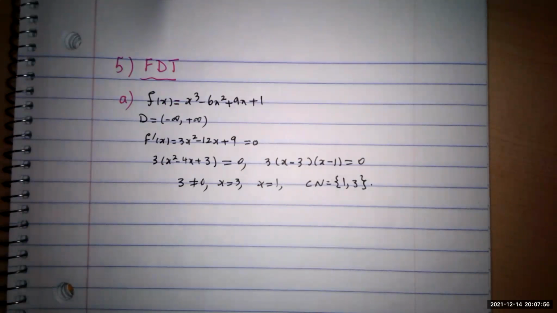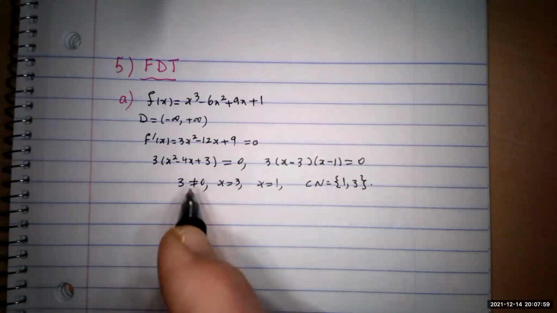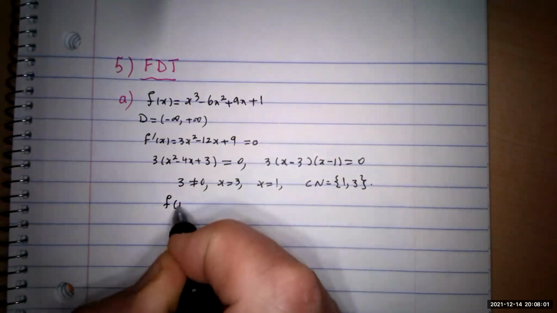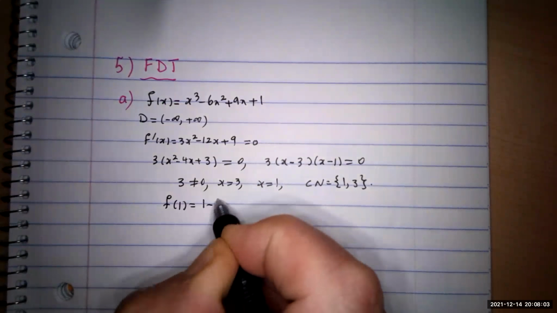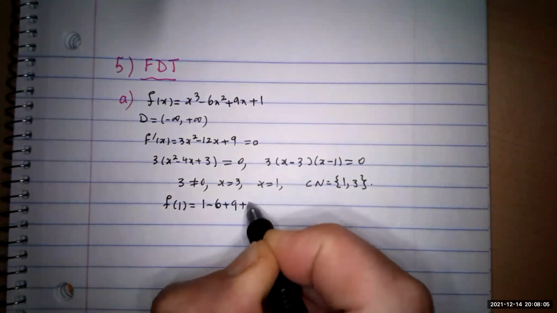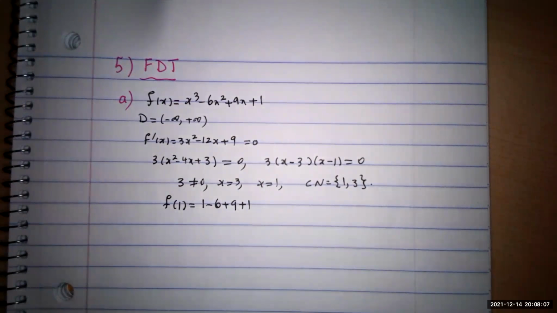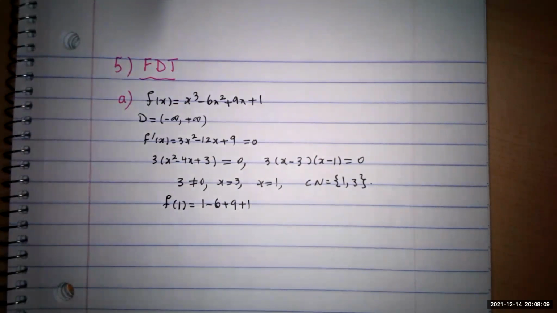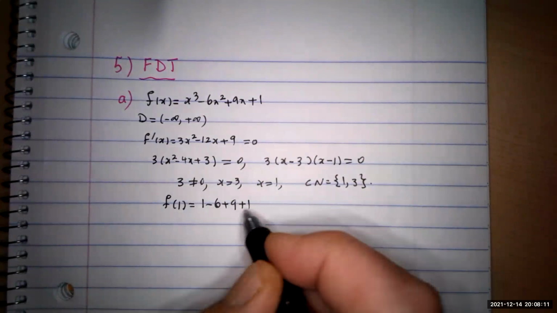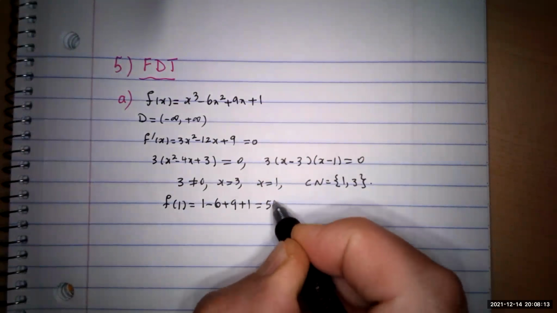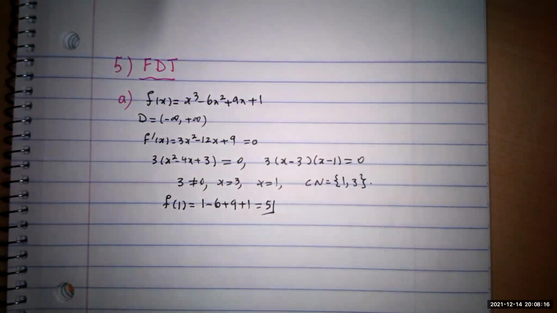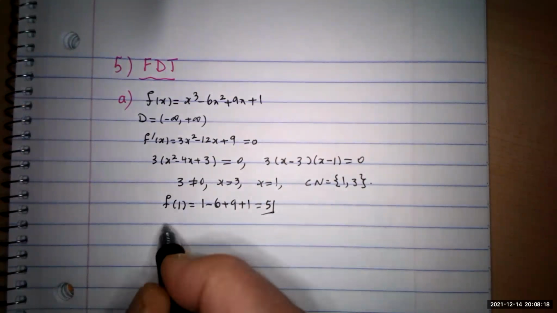You have to drop it back into the function and then test it. So we find f of 1. That gives 1 minus 6 plus 9 plus 1. That's going to be 10, 11, 6 out of 11, which is 5. So that's f of 1. Then we check f of 3.